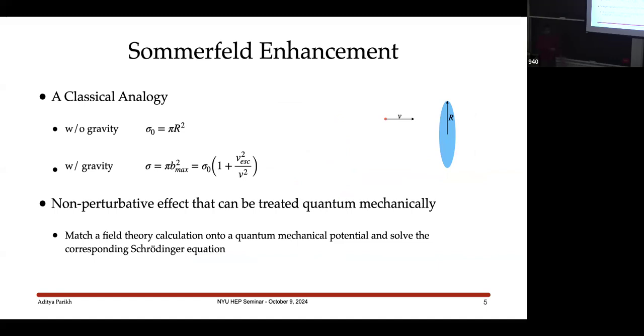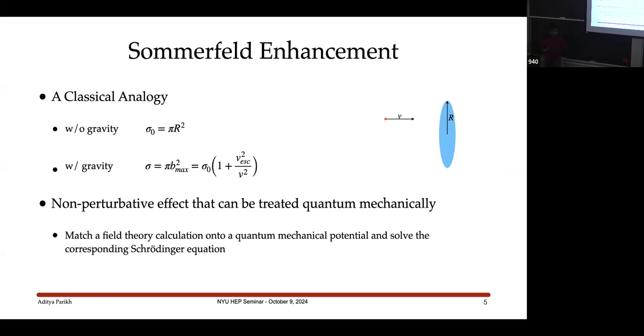So what exactly is Sommerfeld enhancement? It's often easiest to understand this with a classical analogy. Imagine you just have a disk of radius r and some particle that's moving at velocity v. If you were to compute the cross-section, it's just going to be the geometric cross-section. If there's no interactions or anything attracting this object to the disk, either you hit it or you don't, and it's just pi r squared.